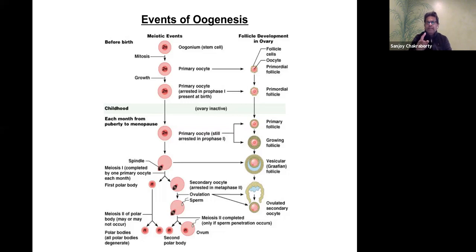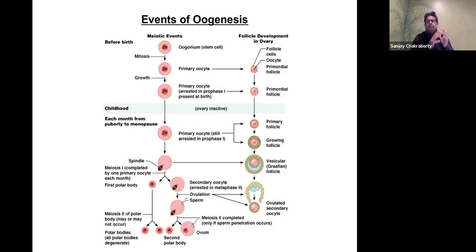Now, very important thing, if that egg is fertilized by a sperm, then only the egg is going to complete its meiosis. That is why there is a picture of sperm right there. If the egg is then fertilized by a sperm, then only it's going to go quickly to anaphase, telophase, cytokinesis, produce a second polar body and one functional egg, which is called ovum.